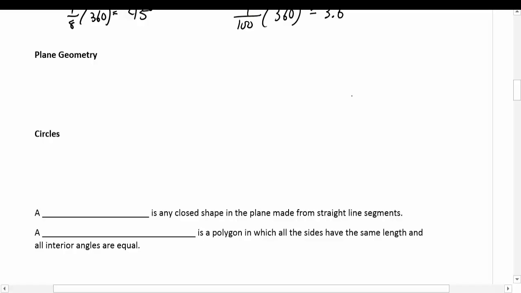Okay, a few more terms. Plane geometry is the geometry of two-dimensional objects. So all the objects we just looked at were one-dimensional. We're going to break it up into 2D objects.